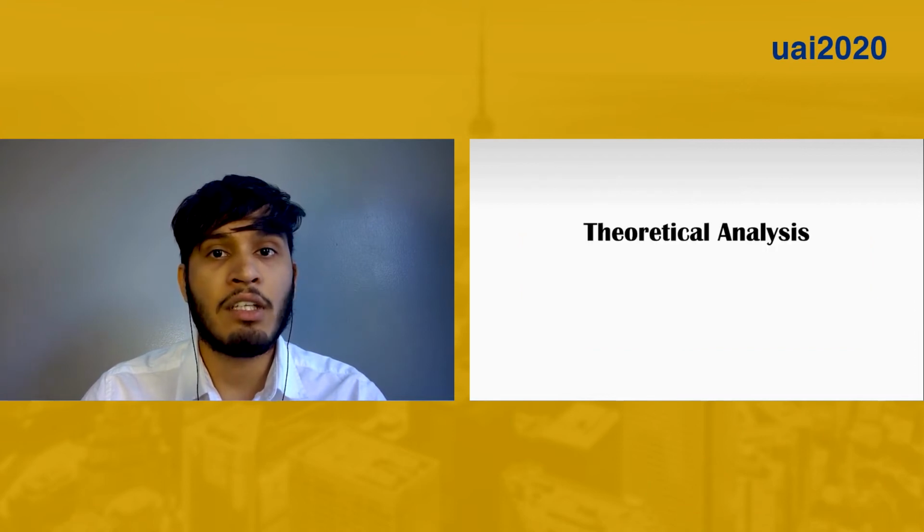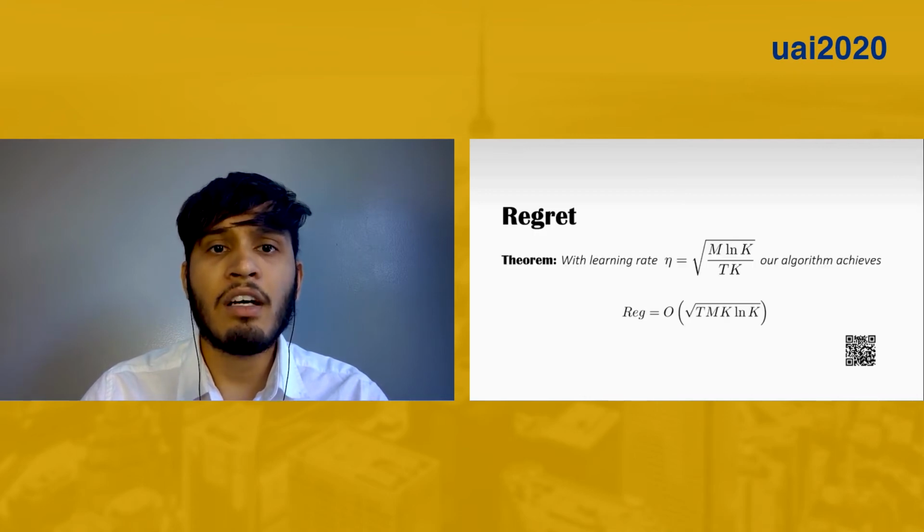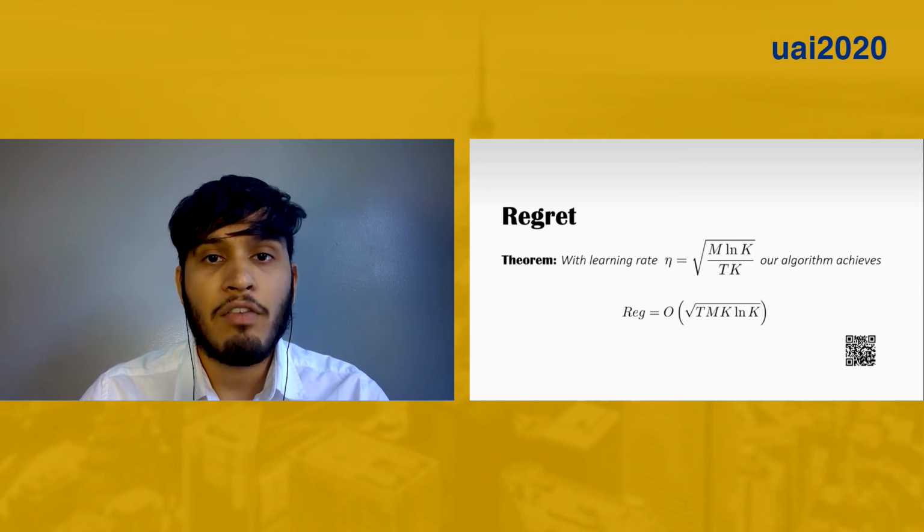Finally, I would like to mention that we theoretically prove the upper bound on the regret of our algorithm for a given learning rate. Our algorithm achieves regret of big O square root of total time steps T, number of contexts M, and number of arms K, which is equivalent to classic FTRL algorithms. For more details, you can refer to the supplementary material of this work.